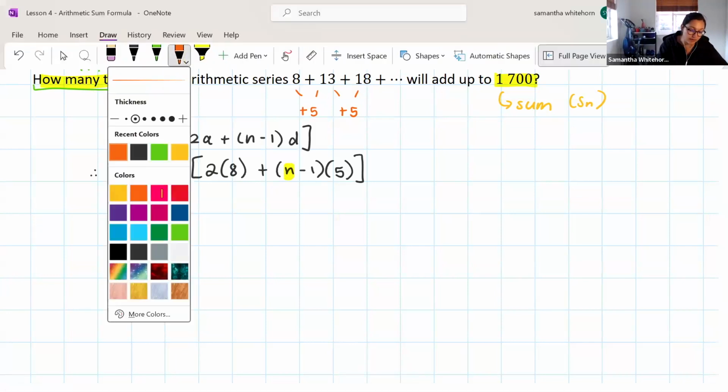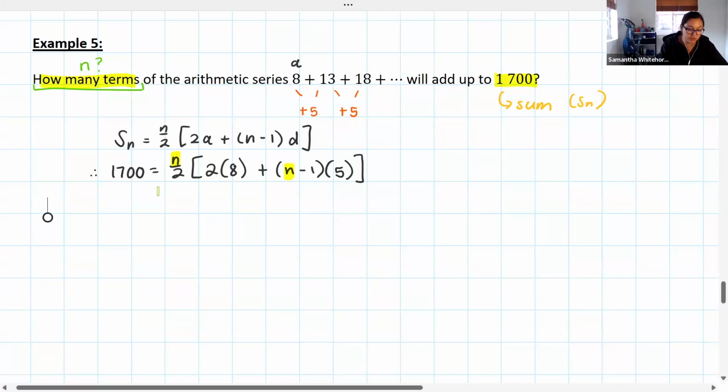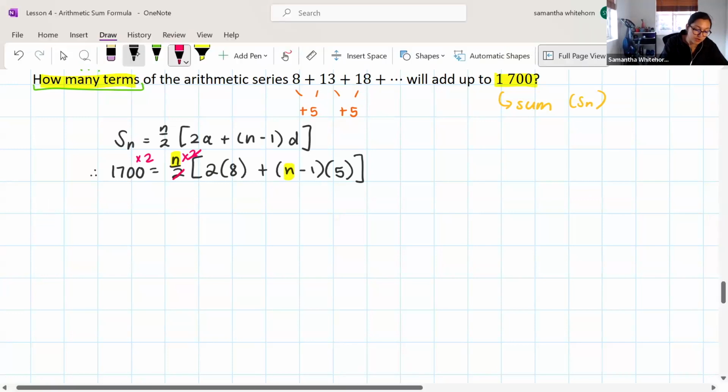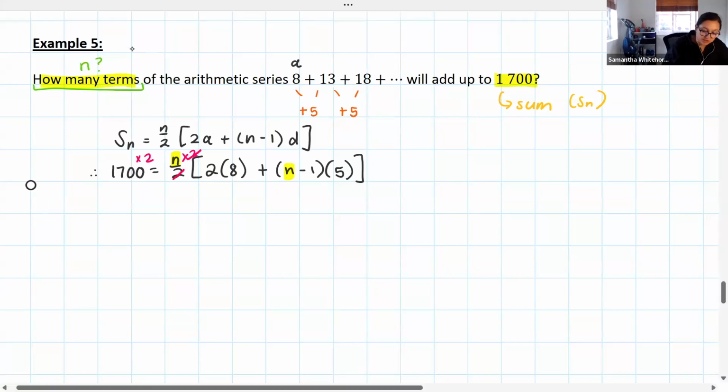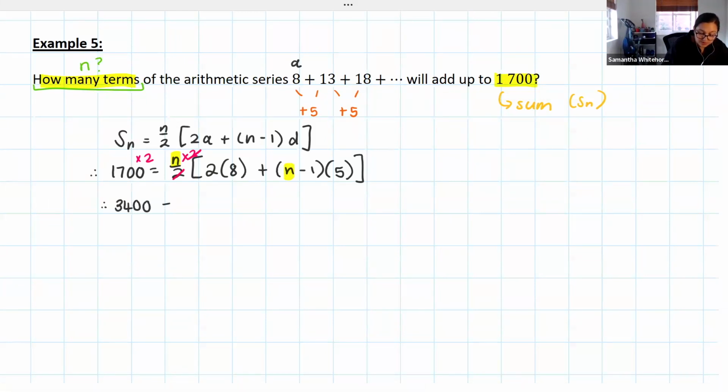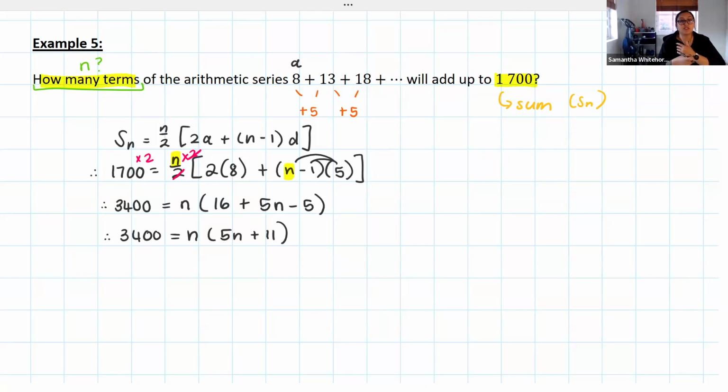My first instinct always is if I can get rid of the fraction, I'm going to get rid of it. So I'm going to multiply both sides by 2 because that automatically rids me of the fraction. And then I've got a much easier situation to deal with. So 1,700 times 2 is 3,400 is equal to, now I just have the n as the coefficient. The 2's gone. I've multiplied it away. 2 times 8 is 16, plus if I distribute this, 5n minus 5. Now I can add the like terms in that bracket. So 16 minus 5 is then positive 11. And so I've just neatened up what I'm working with.